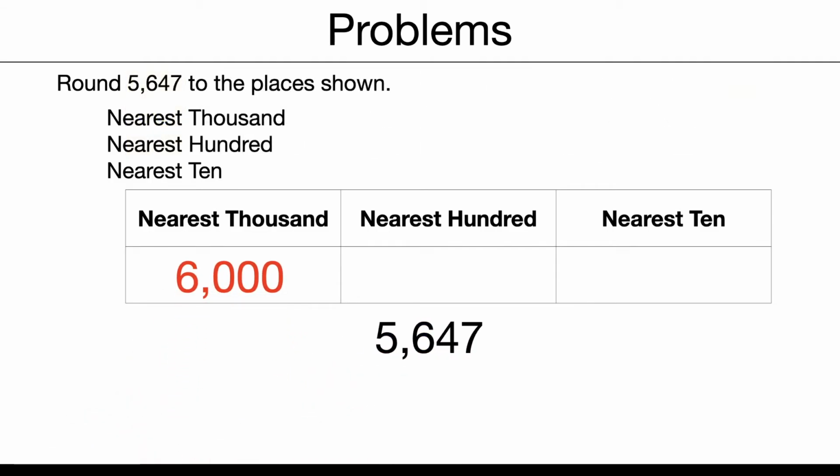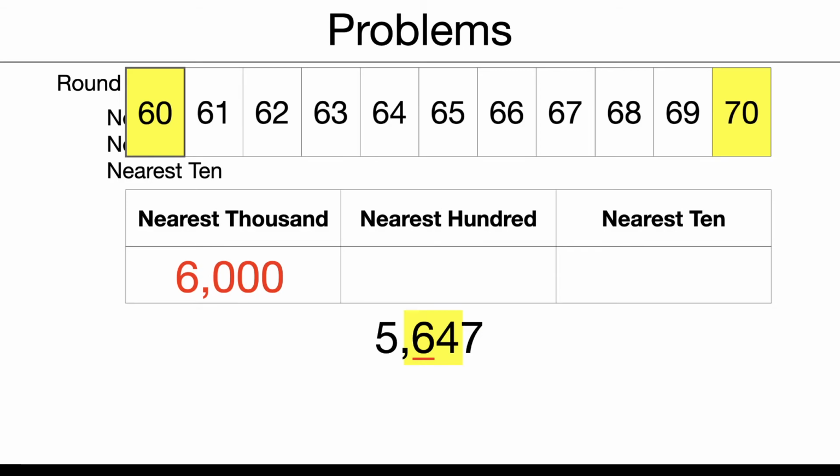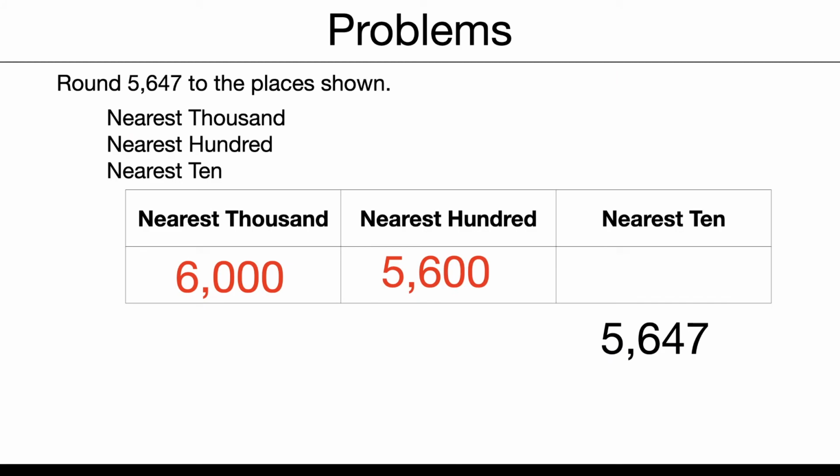Now let's do 100. Remember, we're doing the same number, but this time we're going to start by underlining the hundreds, box. 64 rounds down to 60. And this time, notice that we do have digits left and right. The 5 on the left stays the same. Don't forget your comma. And the 7 pops into a 0. And so our answer is 5,600.